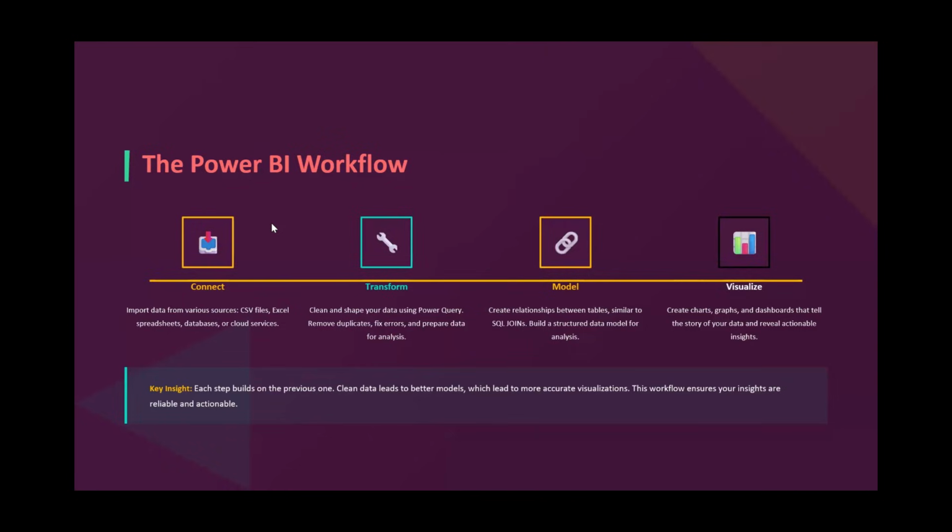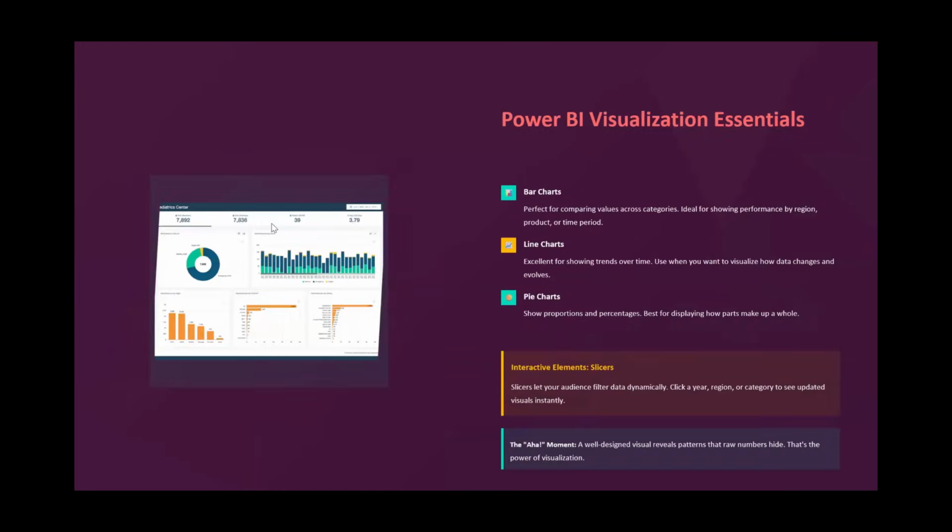So that's why it is essential that you take these 3 steps very seriously, so that you'll be able to show accurate and impactful visualizations. So now, what are the Power BI essentials? Before we go there, here we have the Power BI visualization tools, the different charts that we use.